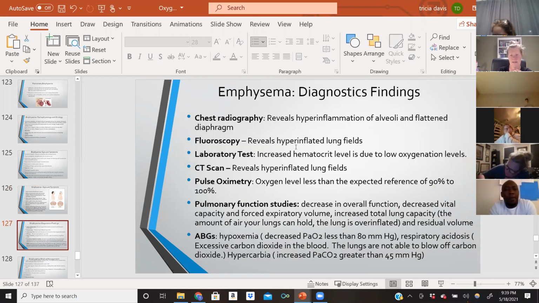So diagnostic findings, we can do a chest x-ray, which is going to reveal hyperinflation of the alveoli and a flattened diaphragm. We can do a fluoroscopy, which is also going to reveal hyperinflated lung fields because we have too much air in there. We're hyperinflated. Our laboratory test, we're going to see increased hematocrit level because our oxygenation level is decreased.